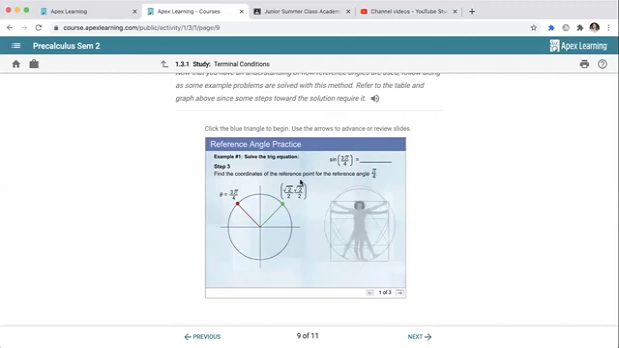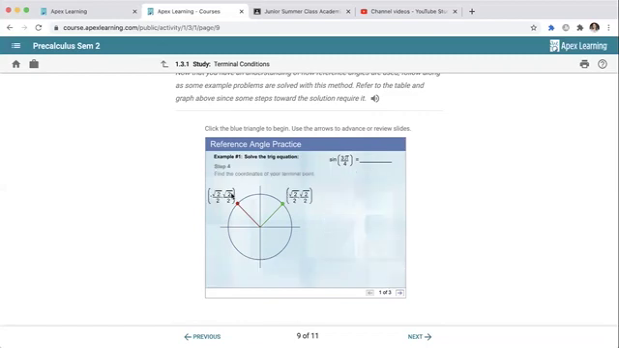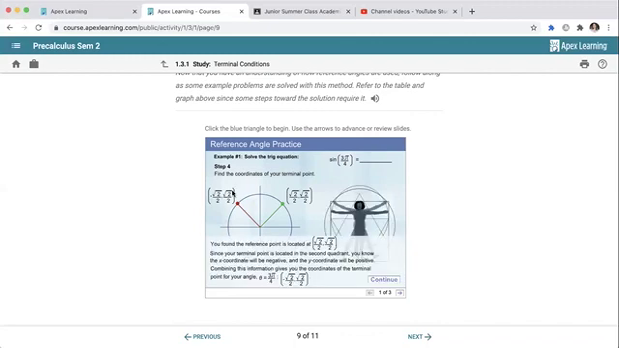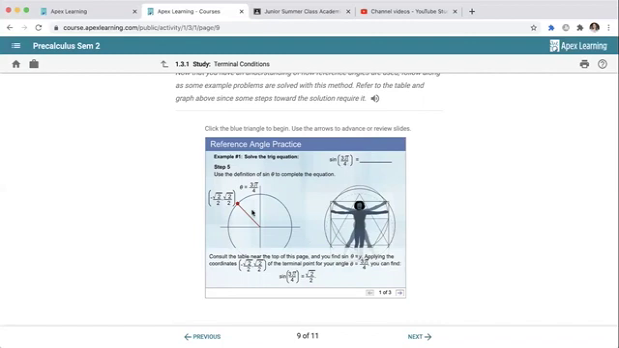Knowing that these are our coordinates, and knowing that this is our reference angle, this now becomes negative square root of 2 over 2, and the positive y value. Since we're looking for sine, we're still looking for our y value, and our y value is this positive square root of 2 over 2.